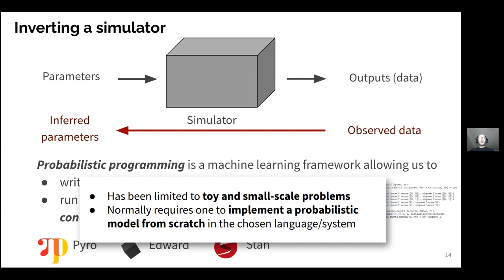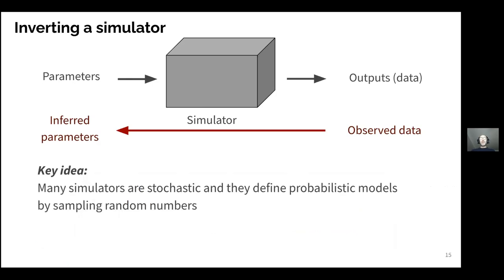So this is applicable for some exploratory or prototype writing stage, but you cannot expect, for example, the particle physics community to take some fairly large simulator like Sherpa and implement it from scratch in one of these languages in order to do Bayesian inference with the particle physics data. So that's one limiting factor. Not everybody has the resources or interest or time to implement everything from scratch in a probabilistic programming system. So the idea in this work is that you don't need to do that.